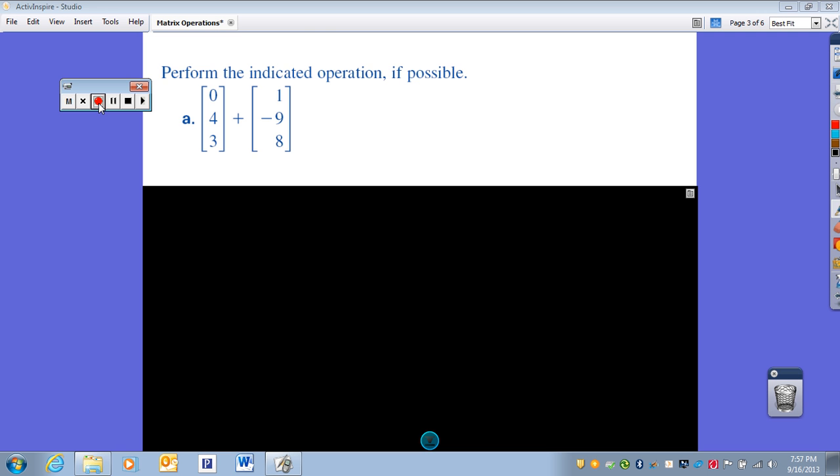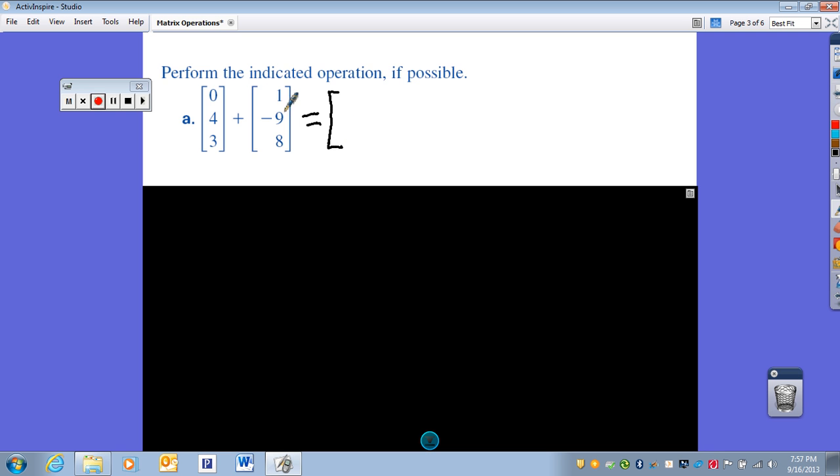Now we would like to take a look at addition and subtraction. The first thing we want to do is make sure that the matrices are the same size, because in order to add or subtract, they must be exactly the same size, since our resulting matrix would be that size. In this case, our two matrices are the same size, so it's very simple.